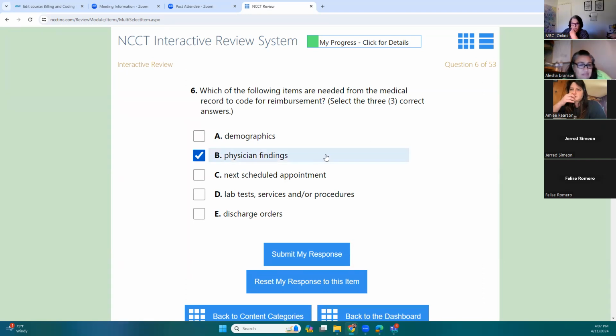I agree with physician's findings. You can't do anything without the physician's findings, right? Right. Lab tests, services, and or procedures, D. And demographics is actually what? That's going to be the patient's insurance, right? Right. Yeah.